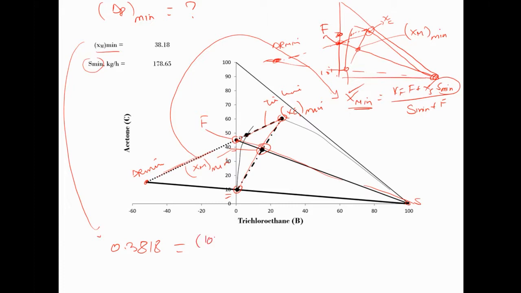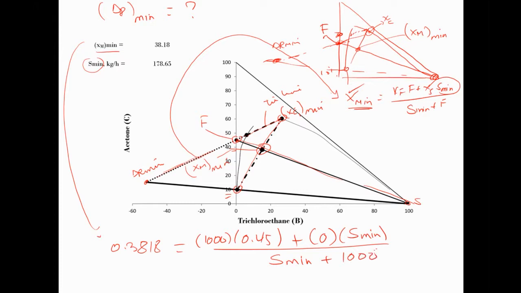So the feed is 1,000 multiplied by 0.5 plus 0 pure solvent multiplied by S minimum, divided by S minimum plus the feed, which is 1,000 here. Now, if you solve this equation for S minimum, you will find S minimum to be 178.65 kilogram per second. It's not per hour, by the way. Per hour, yes.